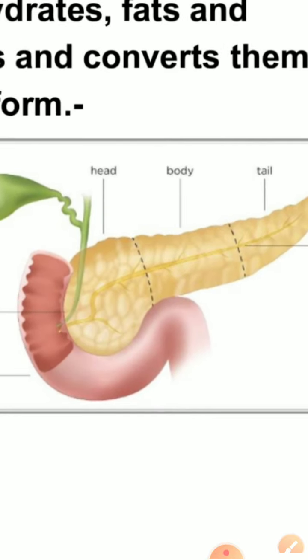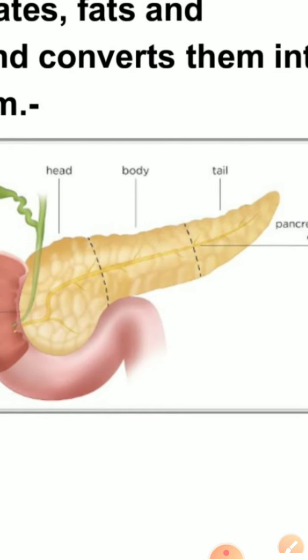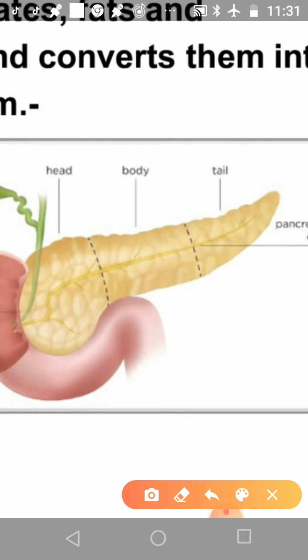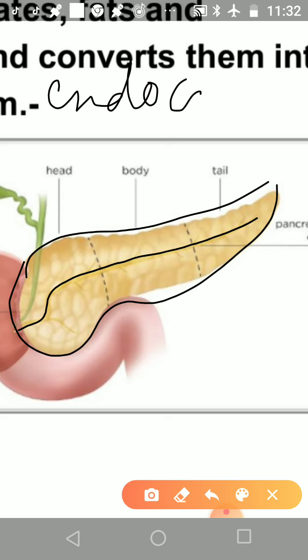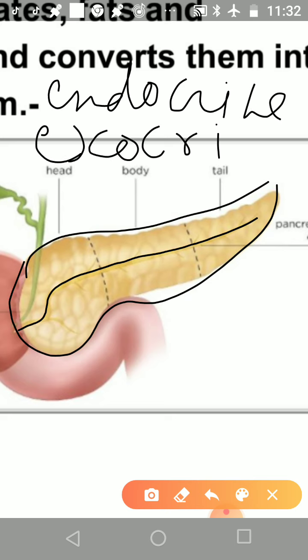So if we can see now, again I would like to show you that this is pancreas. Okay, this is our pancreas, and if you can see this duct here, it is a duct. And this pancreas is called an endocrine gland and an exocrine gland. So what do we mean by endocrine and exocrine? Let me clear you first.